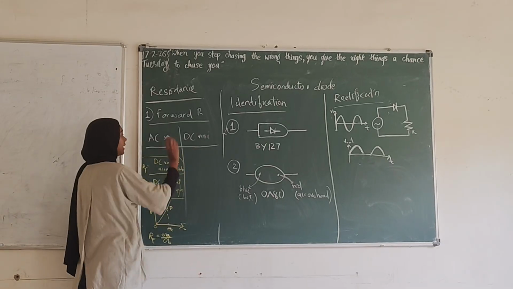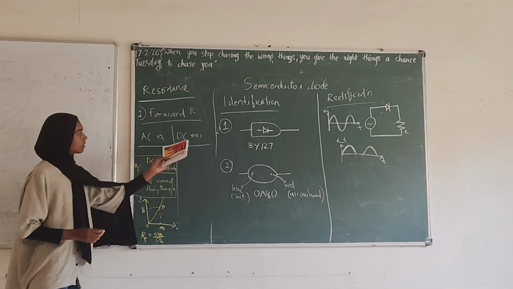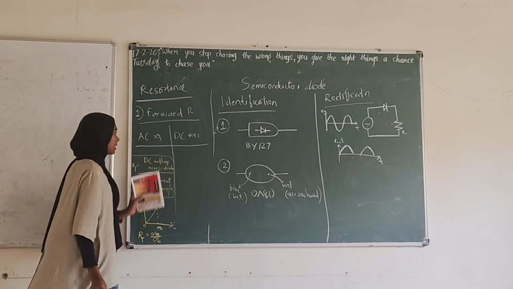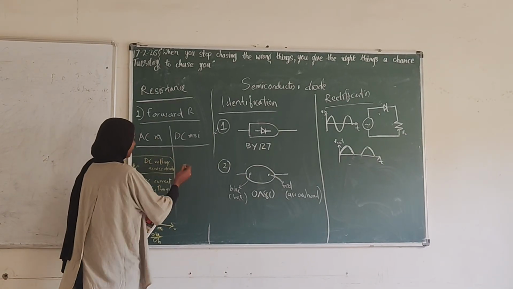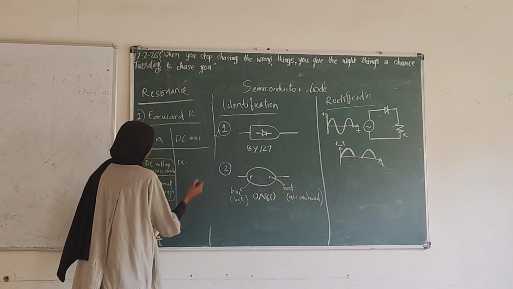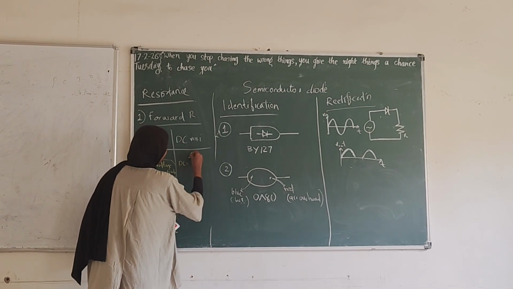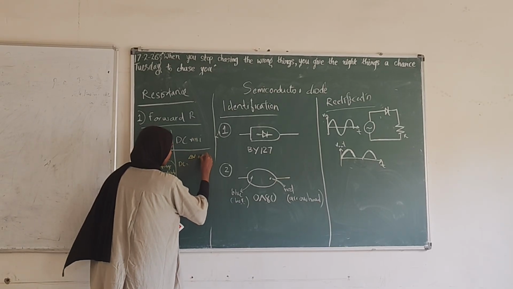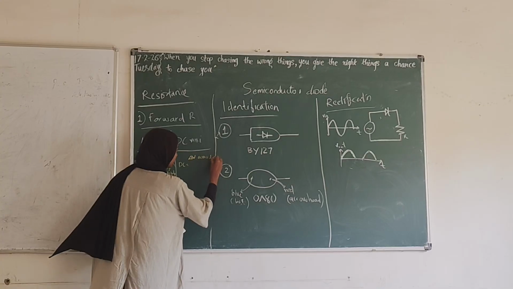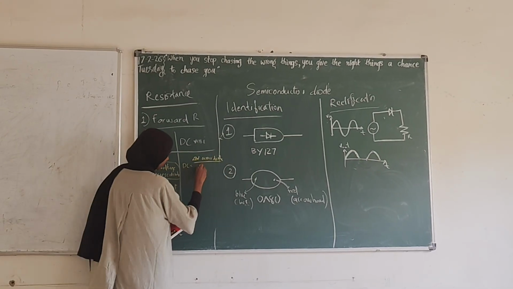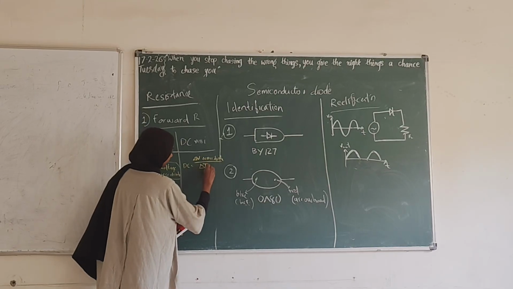In DC resistance, it is the resistance offered by the diode in a DC circuit. To find that, there is an equation. It is the change in voltage across the diode by the corresponding change in current.